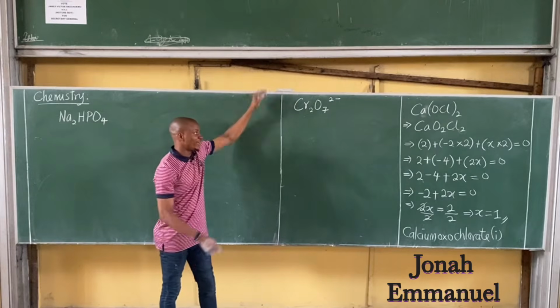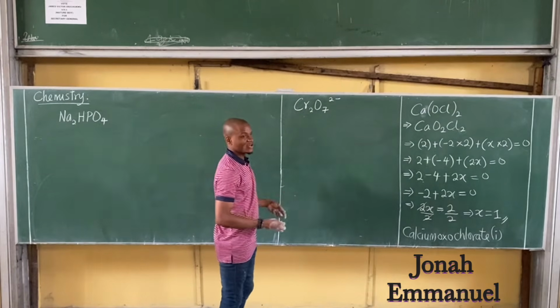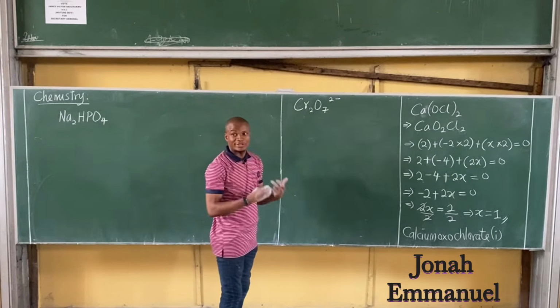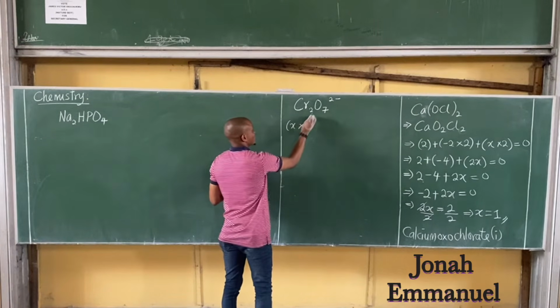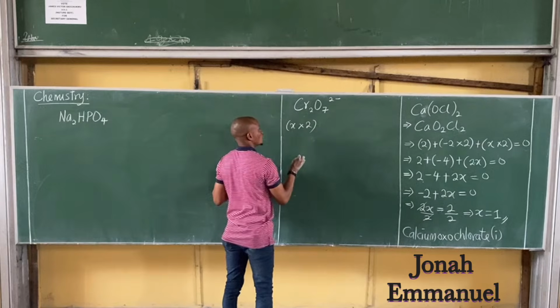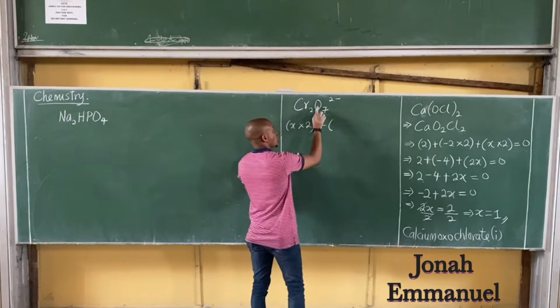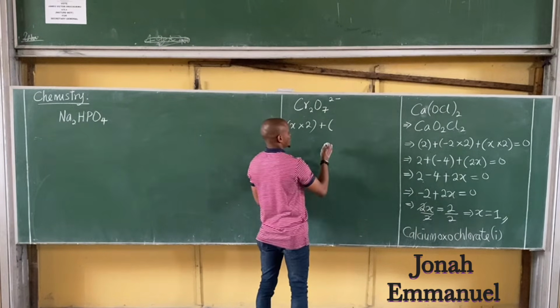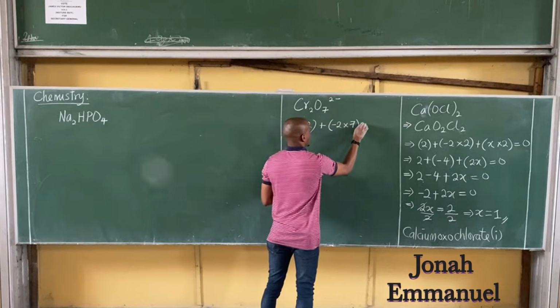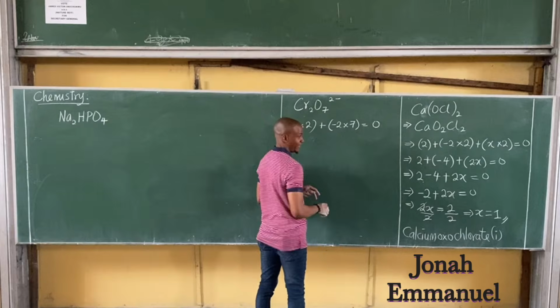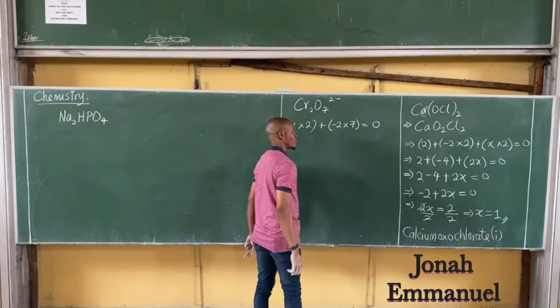So what we do here is call this one X, the unknown, since it's the oxidized element. This becomes X times the number of atoms, 2, plus oxygen, whose oxidation state is -2, times the number of atoms, 7, equal to what? 0. Do you have it? Who says yes?